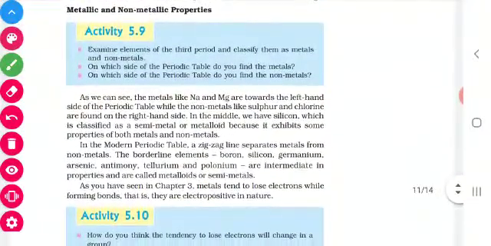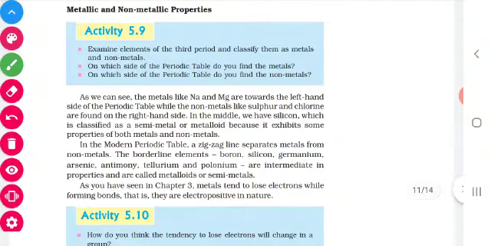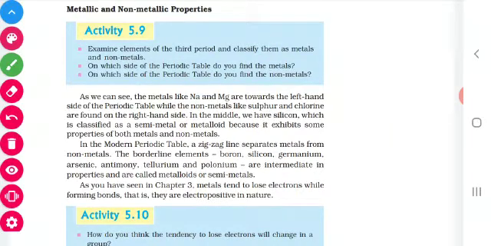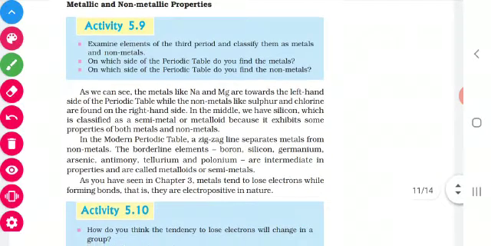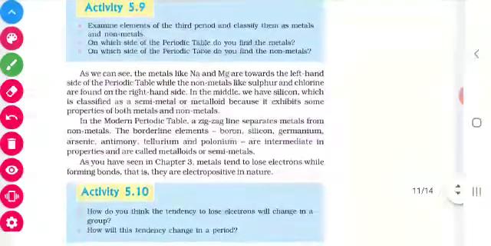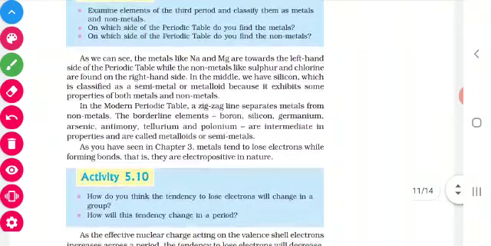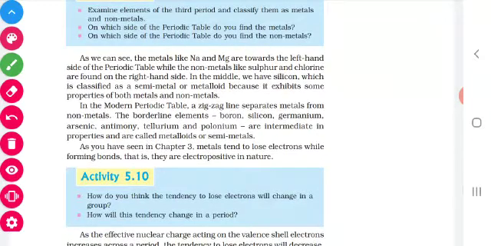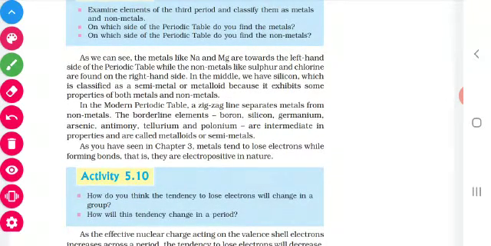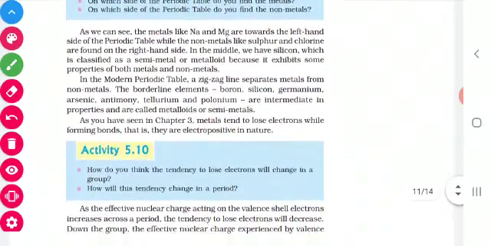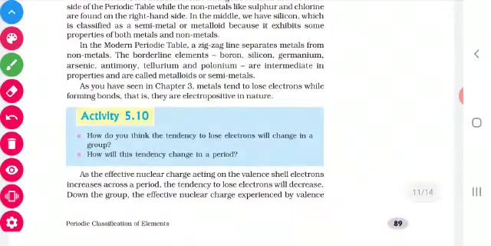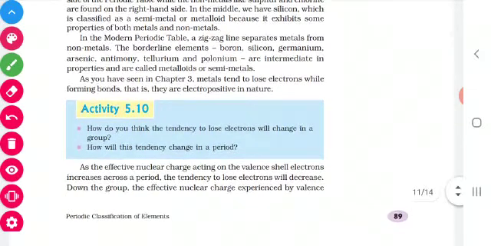In the left side we have sodium and magnesium, then in the right hand side we have sulfur and chlorine. So what does it mean? Elements in the left hand side are metals and the elements in the right hand side are non-metals. In the middle we have metalloids, like silicon. Metalloids have the properties of both metals and non-metals. And if you go to the periodic table you can see the zigzag line.